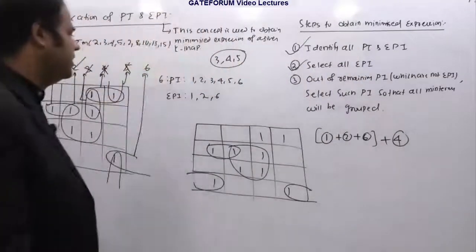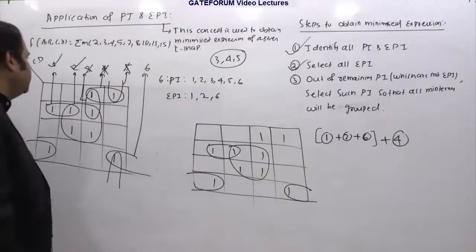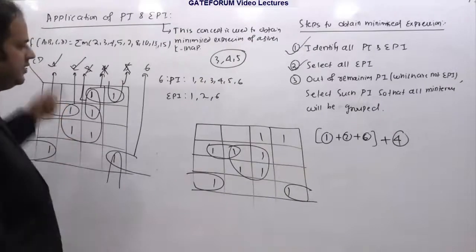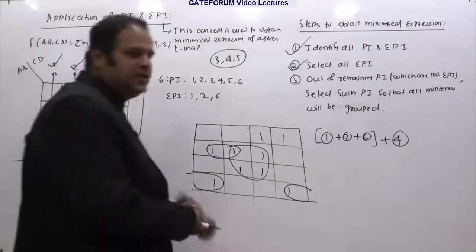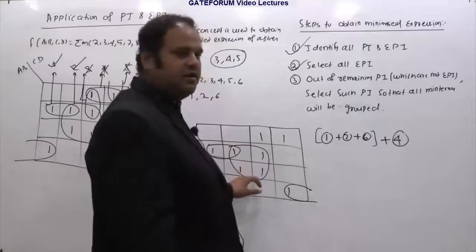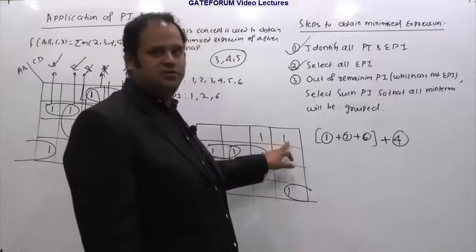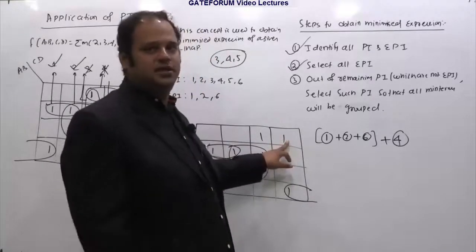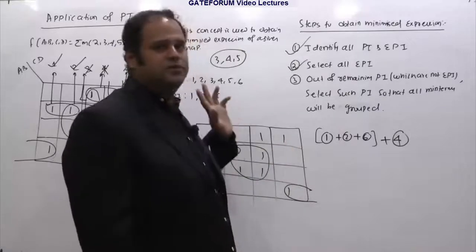Now some people may ask, sir, why have you gone for group number 4? Why are you not going for group number 3? Because if I go for group number 3, then I will be doing this, and then again this will be left out. For that another grouping is needed. That's the reason why I am not going for group number 3.